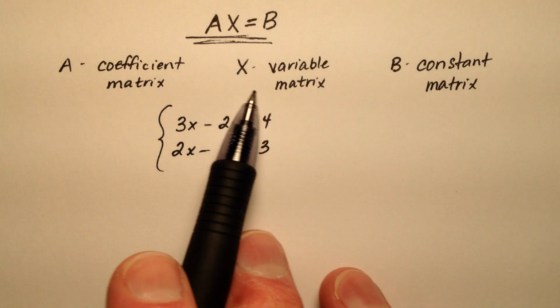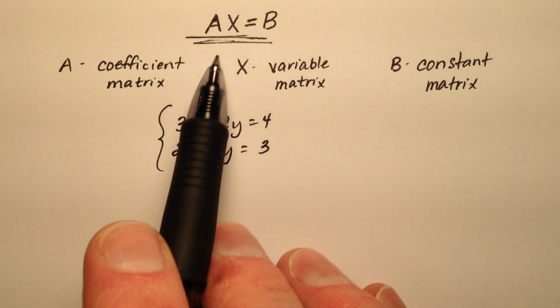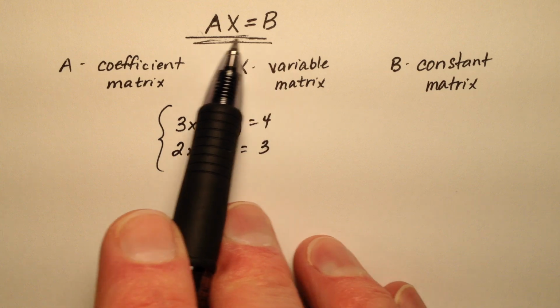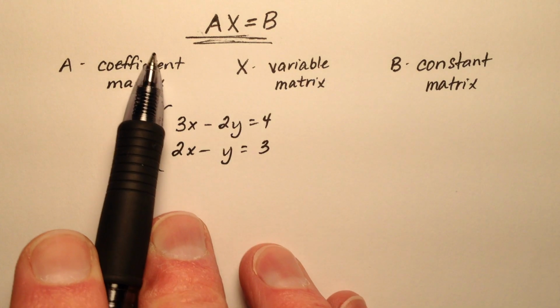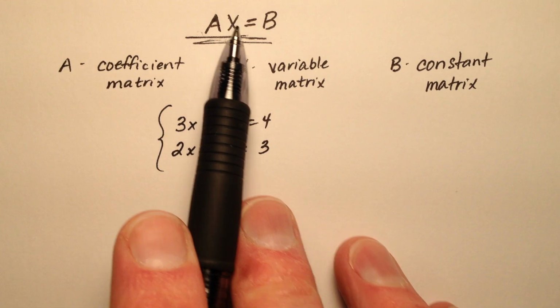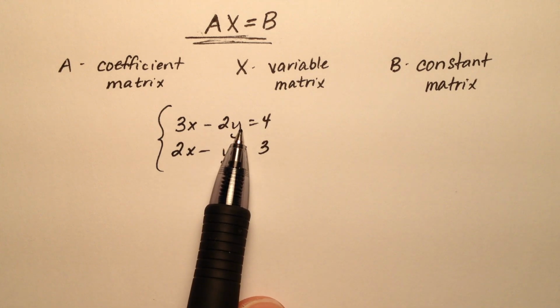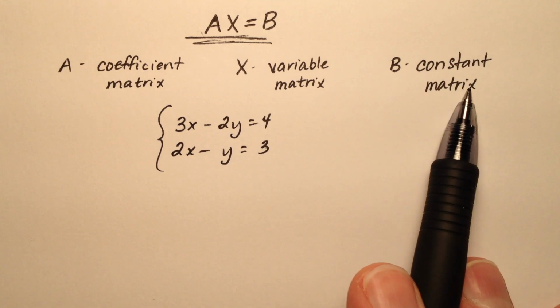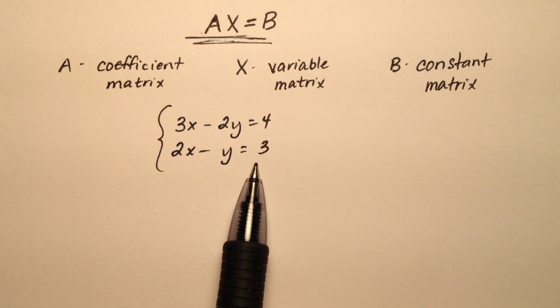Here, we're going to discuss solving systems of linear equations using inverse matrices. Everything is going to be predicated on the equation AX equals B, where A is the coefficient matrix of my system, X is my variable matrix, so the variables in use in my system, and B is my constant matrix, so that's my constants over here.